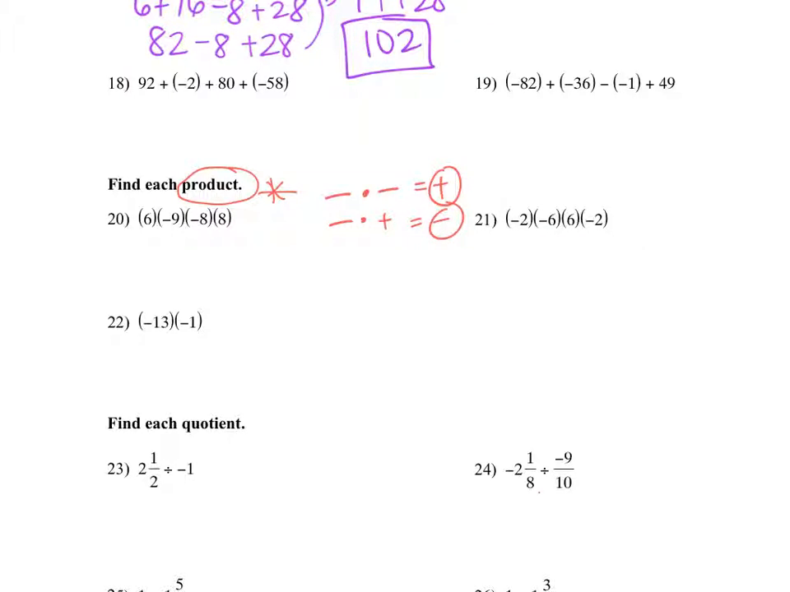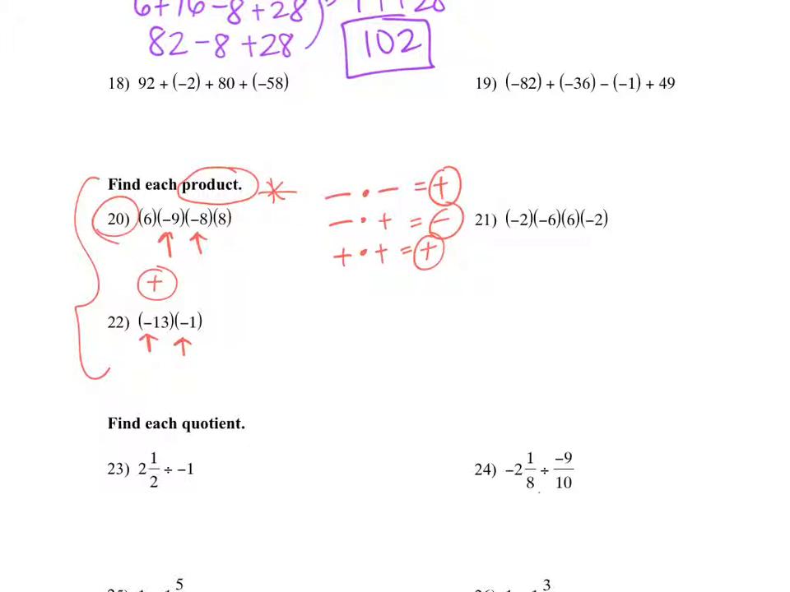Okay, so a negative times a positive is a negative, and then a positive times a positive is obviously a positive. So I'm pretty sure you could do this section all on your own. If the number of negatives is even, then you know it's going to be positive. If the number of negatives is odd, you know it's going to be negative. So in number 20, there are 2 negatives. That's an even number. You know that the answer is going to be positive.